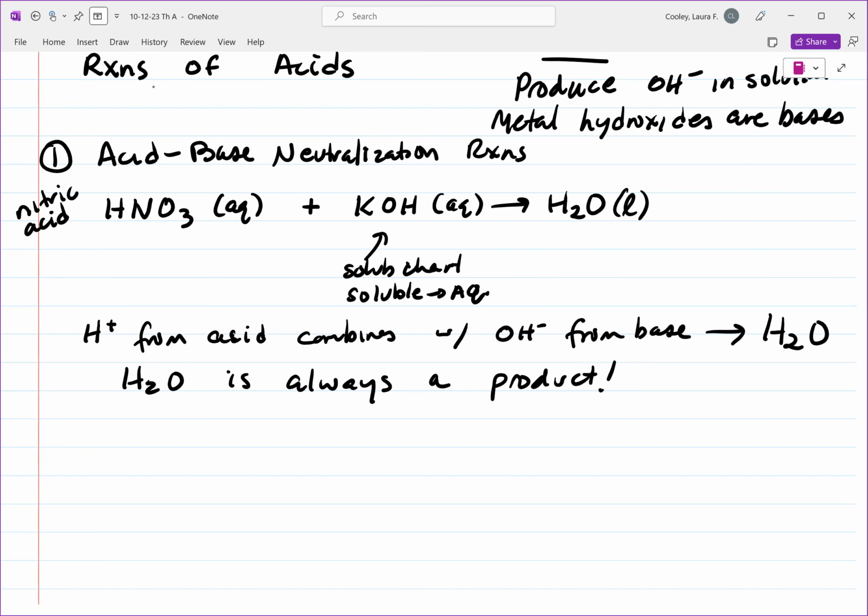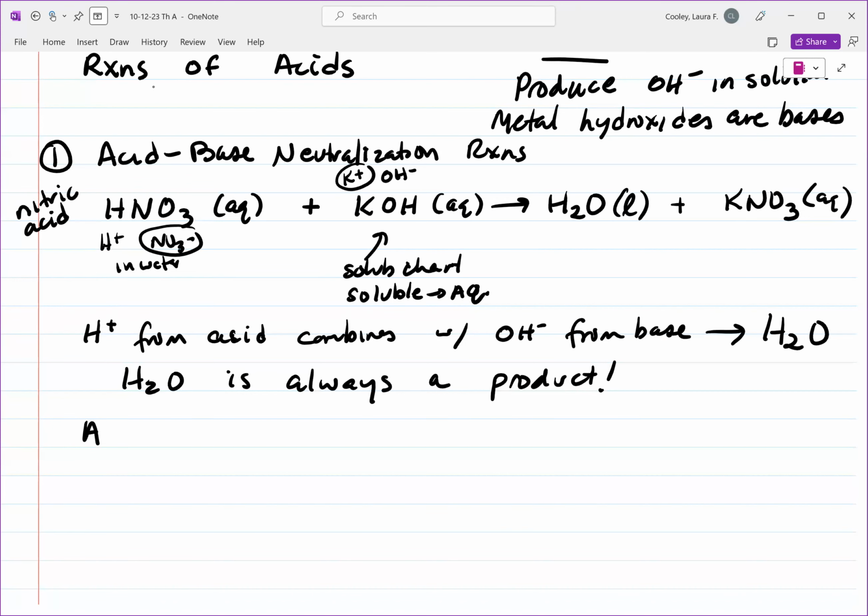What's the other product? Well, you look at the other remaining ions. So you know when you put this in water, it's going to break into H plus and NO3 minus. So nitrate ion is up for grabs. And here we have K plus and OH minus. So the K plus is up for grabs. The OH has already been incorporated with H plus into the water. And so you end up with KNO3, which is aqueous. So the H plus from the acid combines with the OH minus from the base to produce water.